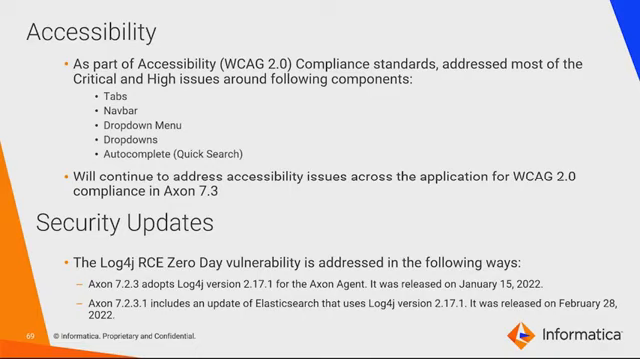And from the security perspective, we know that we faced the Log4j zero-day vulnerability, and it has been addressed in two phases. One is in 7.2.3, which came out in January, which had the agent-side fixes that contained Log4j version 2.17.1. And then from the core Axon perspective, it uses Elasticsearch. Elasticsearch uses the Log4j 2.17.1 version, and this was released on February 28.